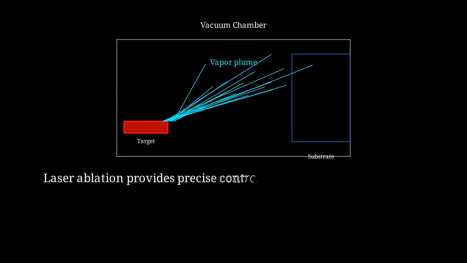Pulsed laser ablation is particularly elegant. A focused laser pulse vaporizes a tiny amount of target material, creating a highly supersaturated vapor. As this plume expands and cools, nanoparticles nucleate with exquisite size control.